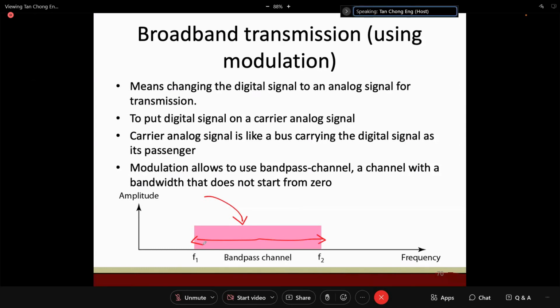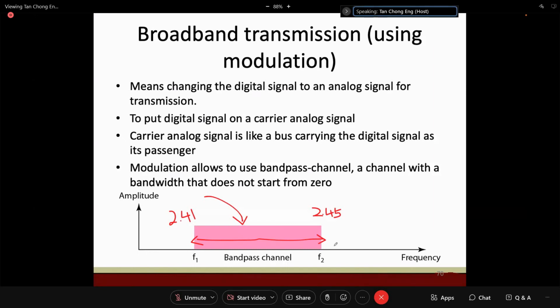Why? Because your Wi-Fi is running at 2.4 gigahertz. So that 2.4 gigahertz is actually a small range of frequency. It's not exactly 2.4, it's actually maybe 2.41 until 2.45, okay? 2.41 until 2.45. So that particular range, for example, this one, let me write 2.41, let's say, until here 2.45. That's it. So that is the range. So that is actually your 2.4 gigahertz. So that is actually what we call a bandpass channel.